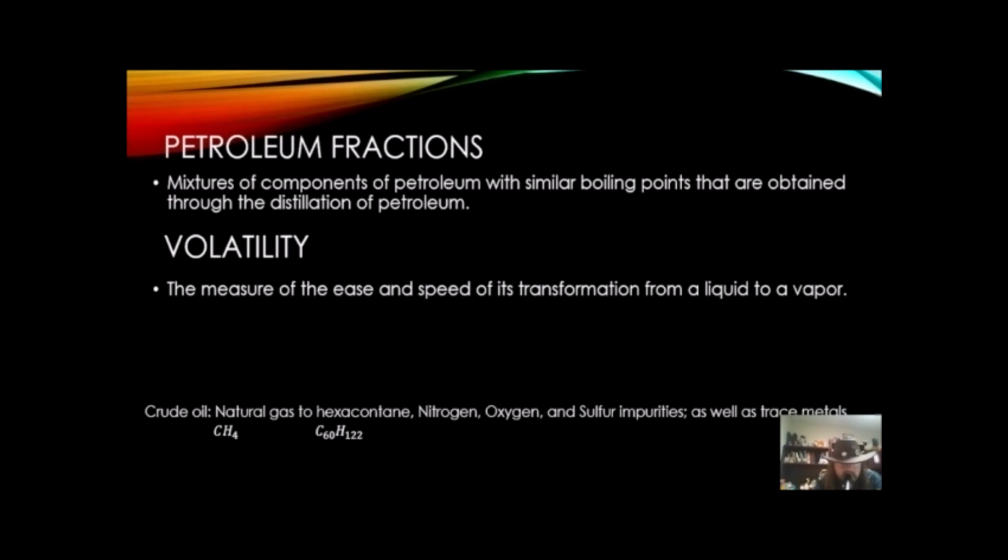Now, these petroleum fractions that we get from crude oil, crude oil in itself contains a variety of different hydrocarbon lengths, such as anything from natural gas, which is CH4, to hexacontane, which is C60H122, a rather large organic. Crude oil also can contain nitrogen, oxygen, and sulfur impurities in the presence of various organics, as well as some trace metals that are found with these organics. All these things need to be separated out before we can really use crude oil.